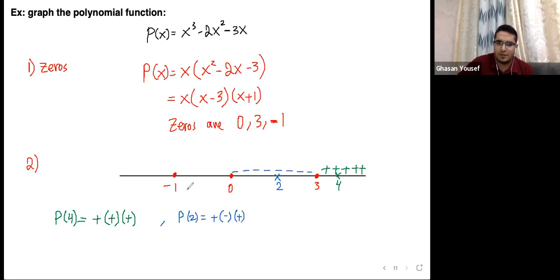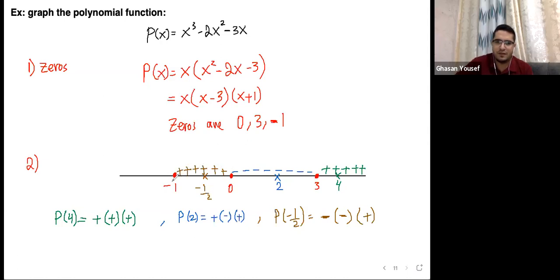Now pick any number between minus 1 and 0. Minus 1/2, nice. So what is B of minus 1/2? When you plug it in, I get minus 1/2, which is negative. Minus 1/2 minus 3 is a negative number. Minus 1/2 plus 1 is positive, because the 1 is greater than the minus 1/2, so the answer is positive 1/2. So minus times minus is positive, and positive times positive is positive.